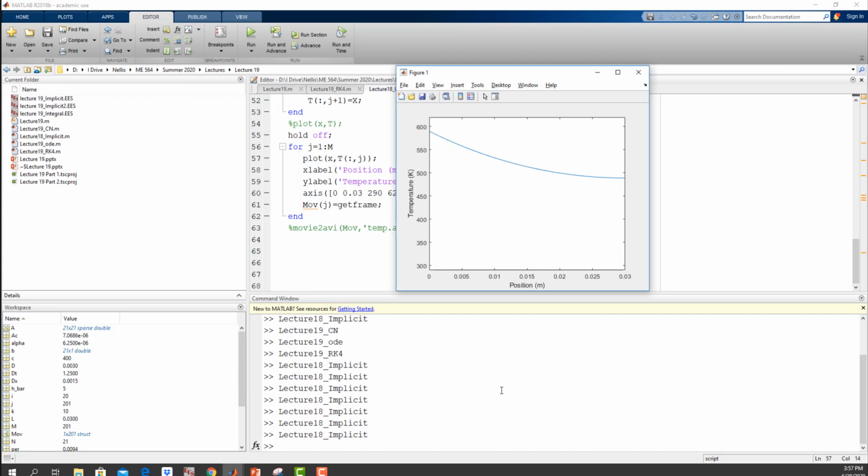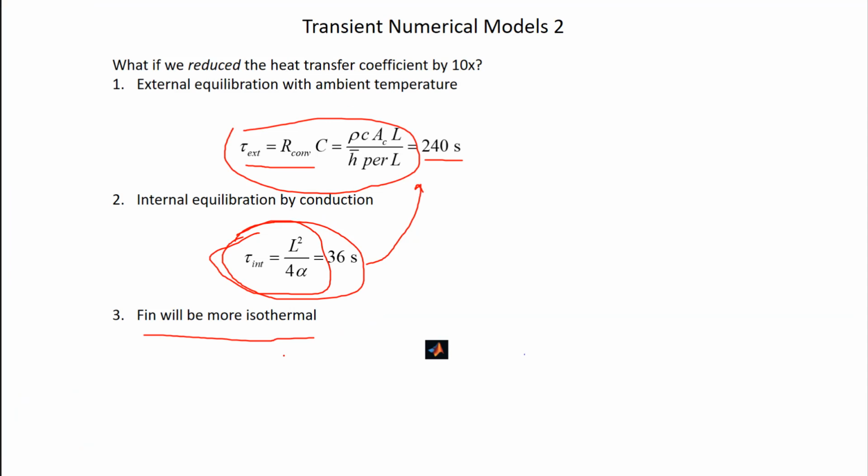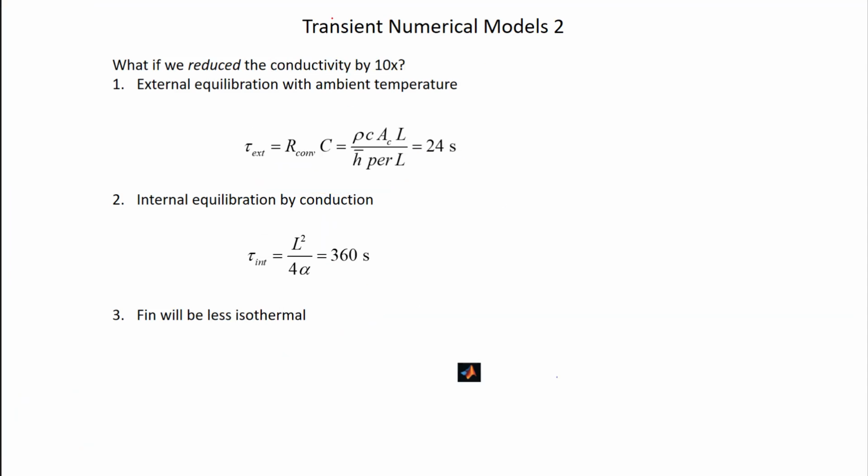I guess the last thing we could do is think about what would happen if we reduce the conductivity, right? So if we reduce the conductivity but keep the heat transfer coefficient where it was, then my external time constant is still 24 seconds.